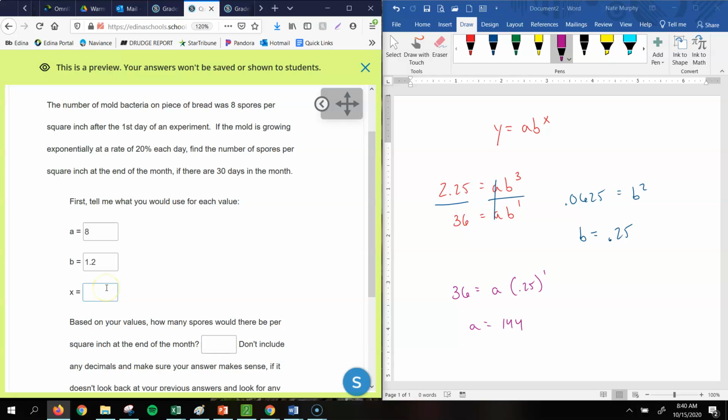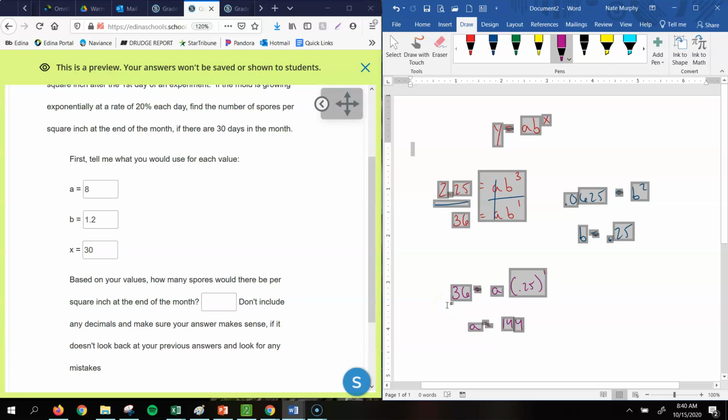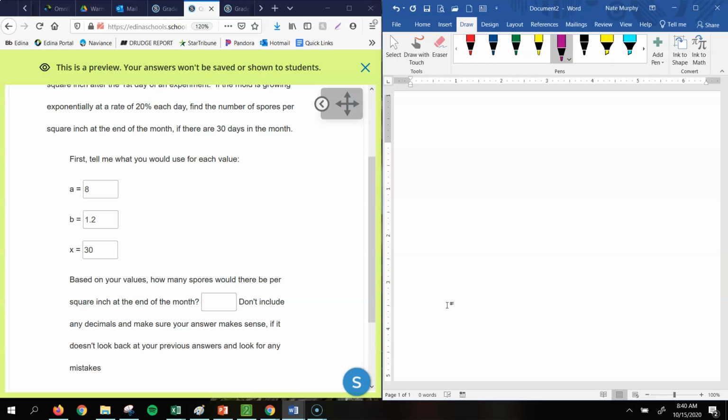And for x, it says find the number of spores per square inch if there are 30 days in the month. So 30 would be our value for x. It says based on your values, how many spores would there be at the end of the month? So we're going to just type this in. It'd be A, which is 8, times B, which is 1.2, to the x power, which is 30. And if we do that, we get 1,899. So 1,899 would be your answer.